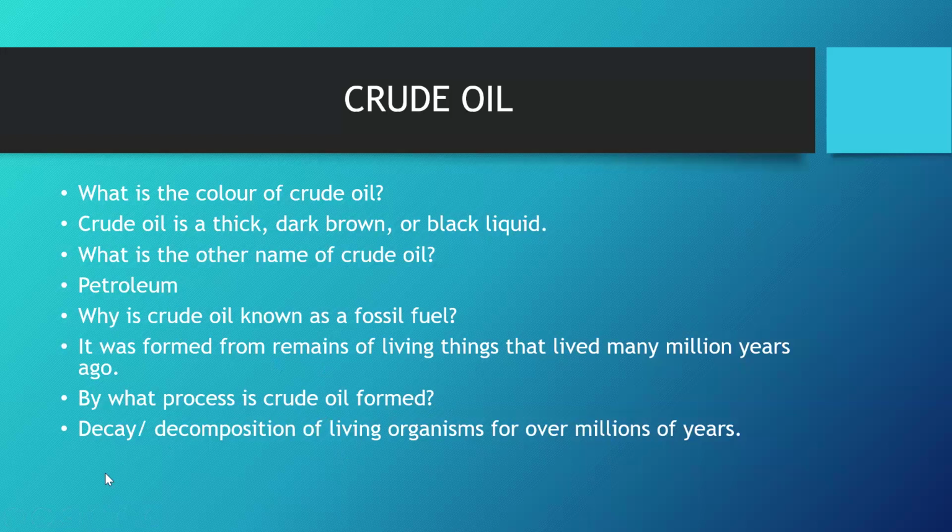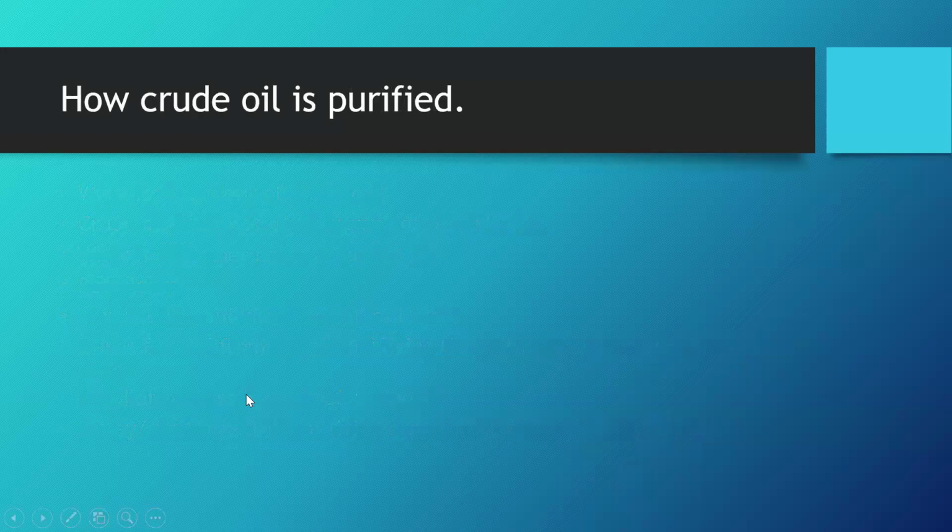So are there people taking screenshots so I can move to the next slide? Okay, and are we all together up to that point? At least we've understood how crude oil is obtained, what its color is, and why it's called a fossil fuel. Okay, good. Thanks for the feedback. So how is crude oil purified? That is what we are going to look at now.